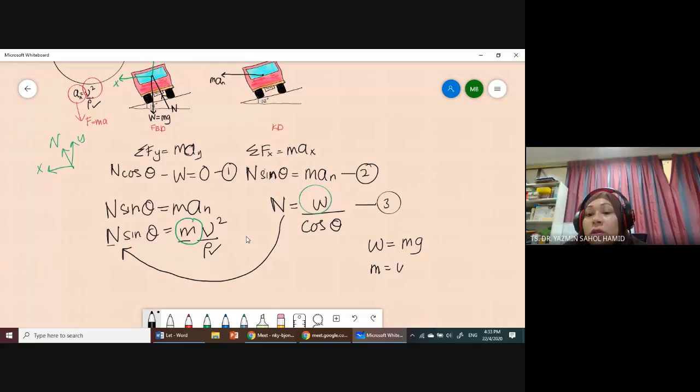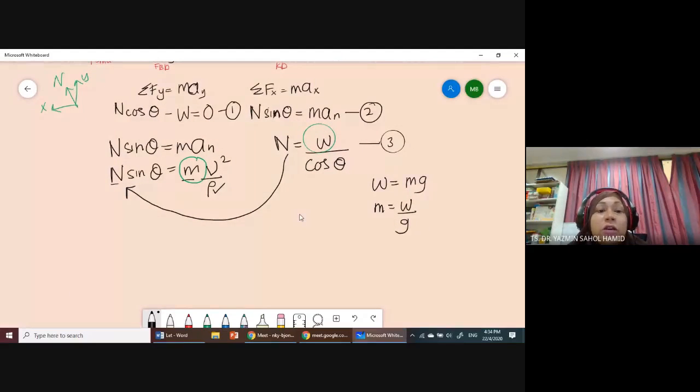M will be equal to W over G. So you replace this M with W over G, and this N will be W over cos theta. Everything will be in the symbol W over W. Am I right? All will be in the same symbol. And then you can solve the problem.